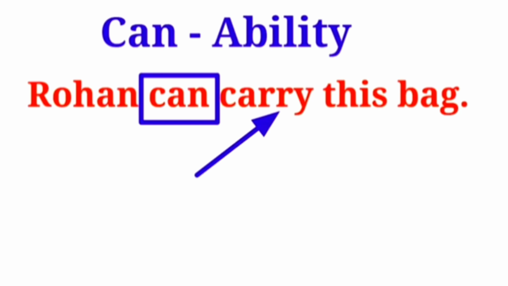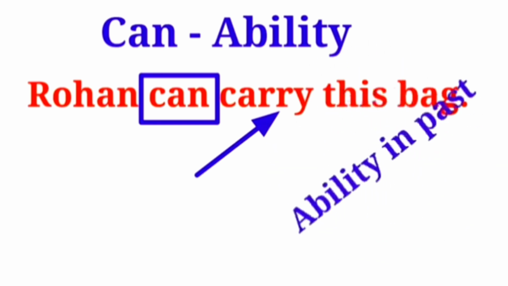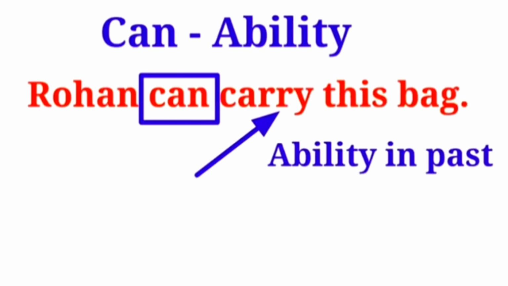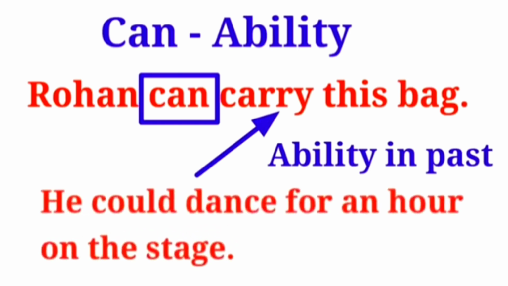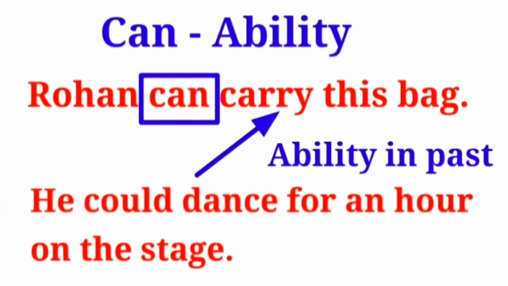Students, if you wish to express ability in past, in that case, the modal verb could is used in the sentence. Let us have a look at this sentence. He could dance for an hour on the stage. So students, in this sentence, the modal verb could expresses the ability of his dancing in the past. Let us move to the next modal verb should.